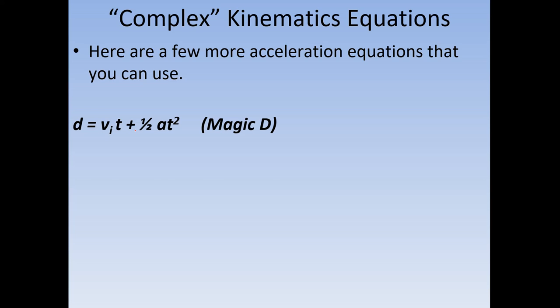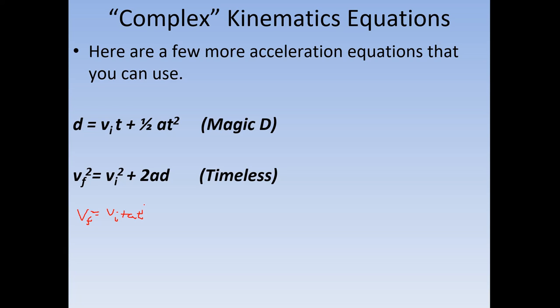The next equation that we have is what I call the timeless equation. v_f squared equals v_i squared plus 2ad. I call it timeless because this is the only kinematics equation that doesn't have time. So if you're doing a problem and time is never mentioned in the question, then that means you're using the timeless equation. The other equation was the acceleration equation, v_f equals v_i plus at.